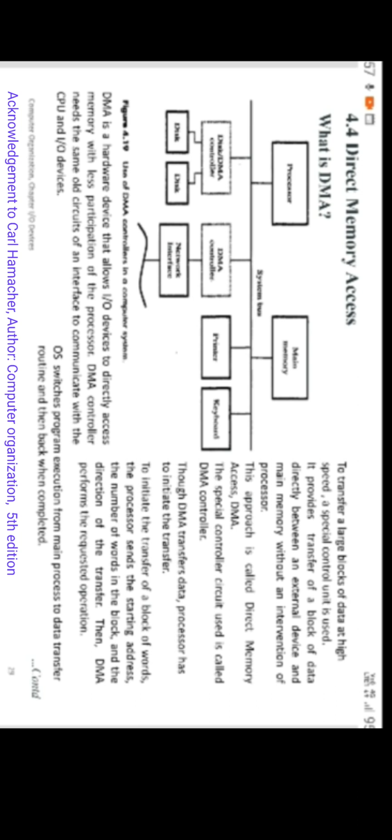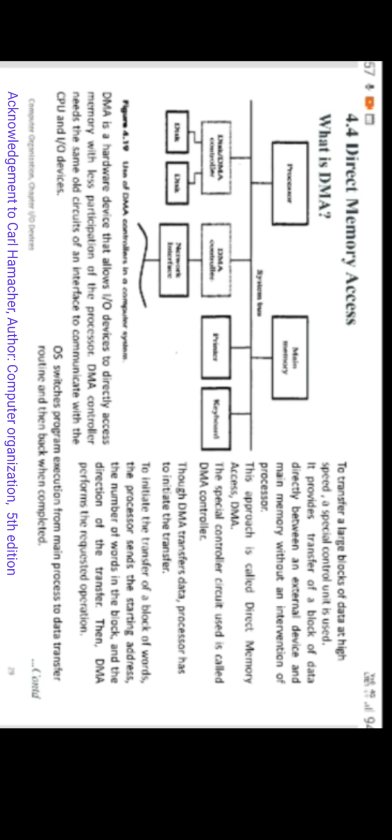That is, the operating system switches the control from the execution of the main process to the data transfer routine when the DMA controller is doing the data transfer operation. When the DMA controller completes that operation and the processor is informed, the operating system switches control back from the data transfer routine to the main process. Here a huge block of data transfer takes place without the intervention of the processor. So even if the processor is not involved, the processor only initiates the operation.